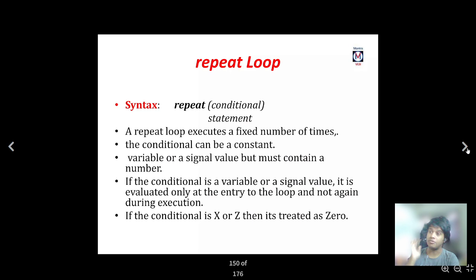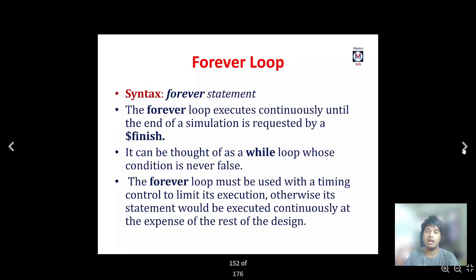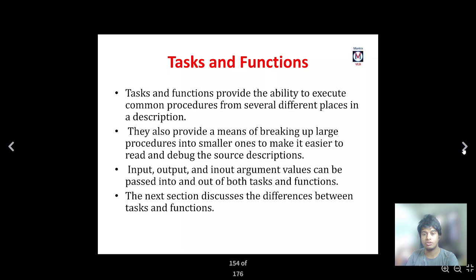Repeat loop, as we have already said, repeats the loop until the count, or the condition, is satisfied, and after that it stops. And then we have the forever loop, which runs on and on until the execution stops.